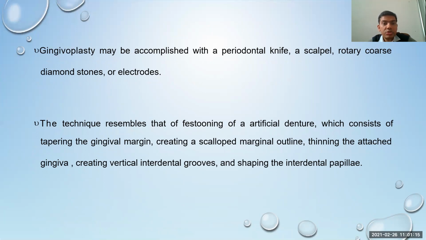The technique resembles that of festooning an artificial denture, which consists of tapering the gingival margin, creating a scalloped marginal outline, thinning the attached gingiva, creating vertical interdental grooves, and reshaping the interdental papilla. So you basically try to mimic what the actual healthy gingiva looks like in this procedure.